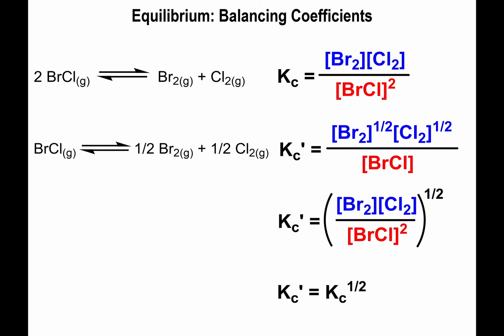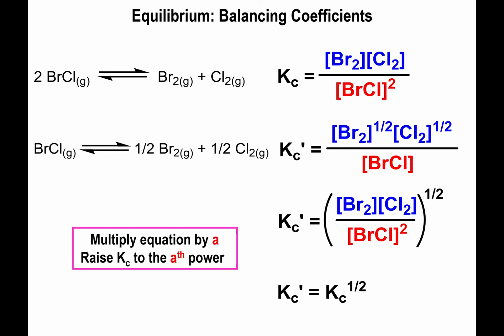So the point right here is that whatever coefficient you end up multiplying the entire equation by ultimately becomes the exponent that you apply to the equilibrium constant. And that's how you can change and recalibrate the value of the equilibrium constant. So multiply the equation by a number, raise the equilibrium constant by that number. Okay, so that's one of the things to keep in mind.